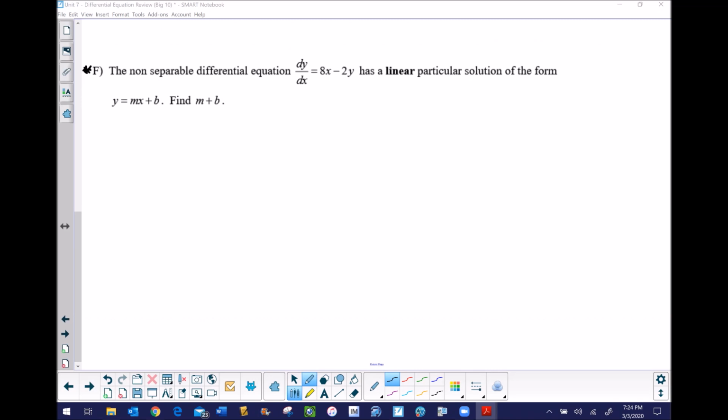But it says that it has a linear particular solution of a form that looks like a line. And we are asked to find the sum of the slope and the y-intercept. Well, I'm confused here. Doesn't that sort of imply that we're supposed to solve this? I mean, I see y by itself. That looks like it's solved to me, but how can you solve something that you can't separate? And that's where the dilemma is.